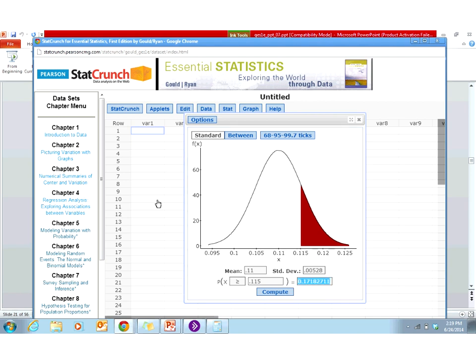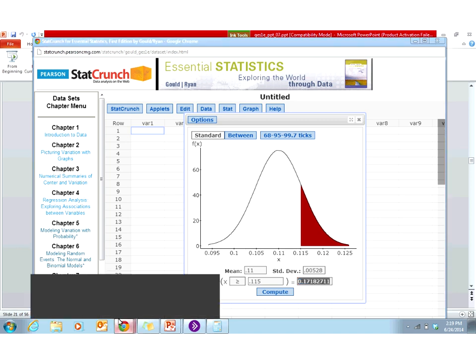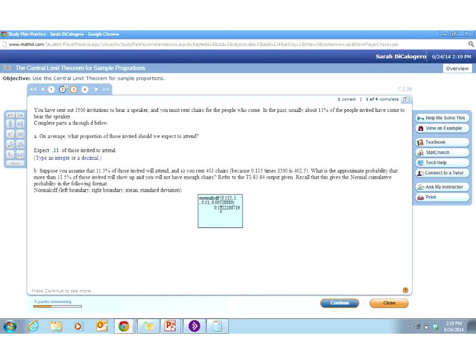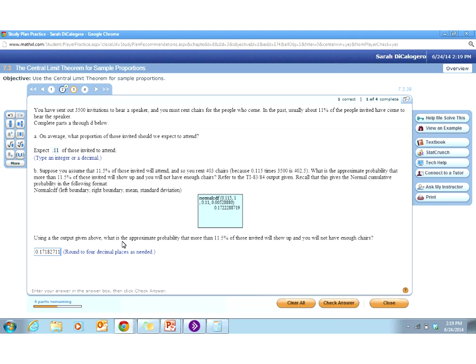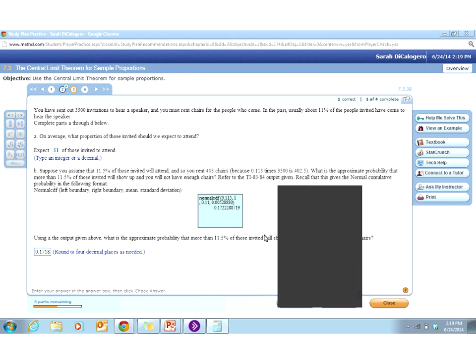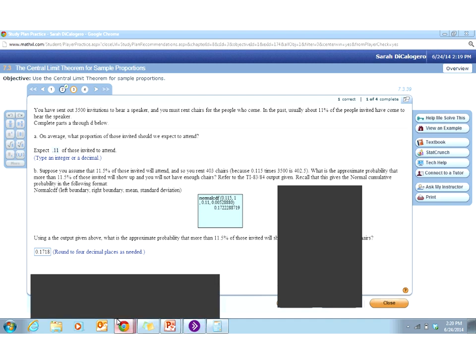Probability that x is greater than or equal to 11.5%, 0.115, 0.1718. So if we come back to that problem, we're a little bit off from here, because they got 0.1722, and they used that whole number for the standard deviation. Let's see, I think I marked this wrong. Okay, let's go back. So we have to be very careful to use as much of this as you can. So we need to use 0.0052888.